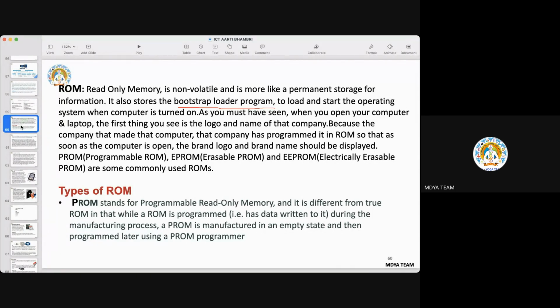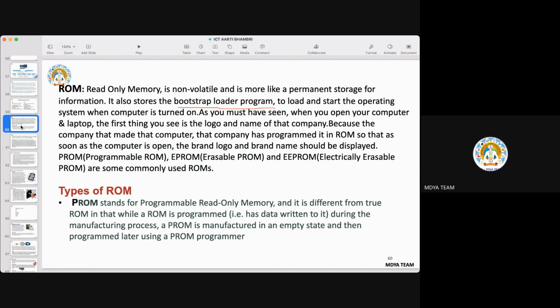So that is called the boot, the starting operation instructions, to load or start the operating system when the computer is turned on. So that is the bootstrap loader program. And when you open your computer or laptop, the first thing you see is the logo, the name of the company. Because the company that made that computer has programmed it in ROM, as soon as the system is opened, this logo or brand name is displayed.